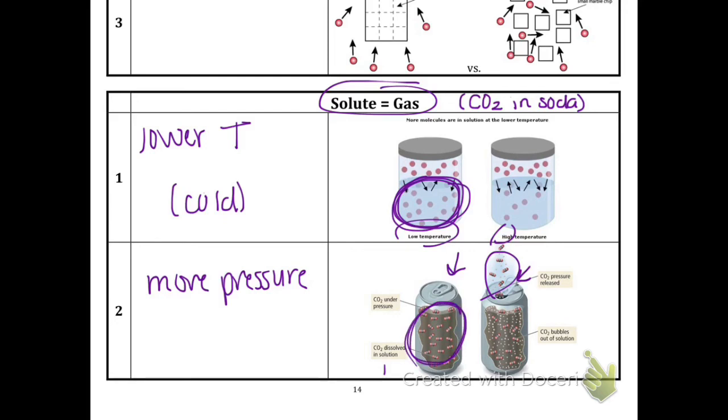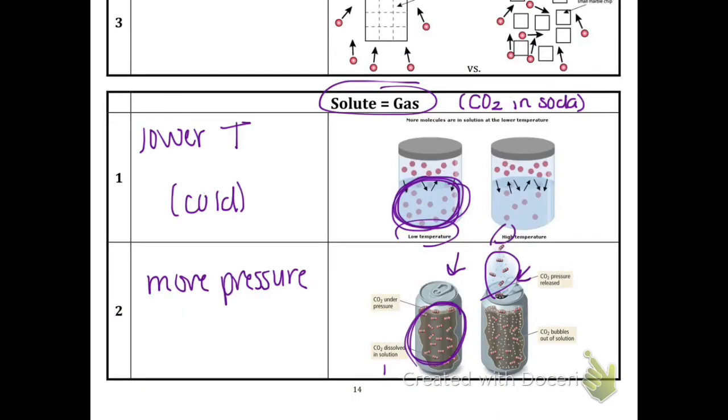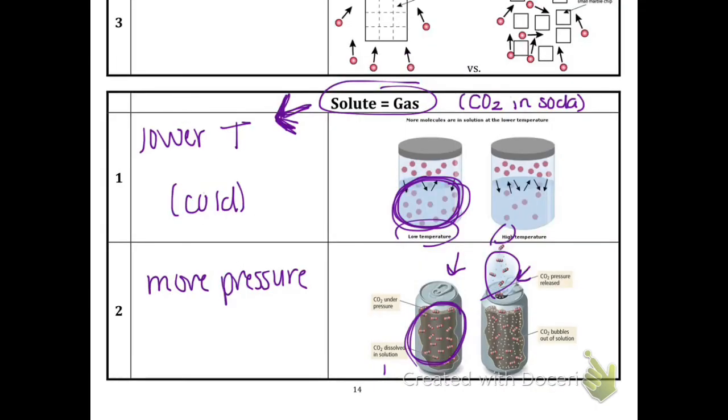Okay, now don't be confused between this one, solid in a liquid, and this one, which is a gas in a liquid, because this one needs to be cold in order for the gas to dissolve, like soda to taste good. But this one over here, we need to raise the temperature because we want the sugar to dissolve faster in our tea. So there's a difference between solid in liquid and gas in liquid. All right, so you'll be answering the questions on the next page for practice.